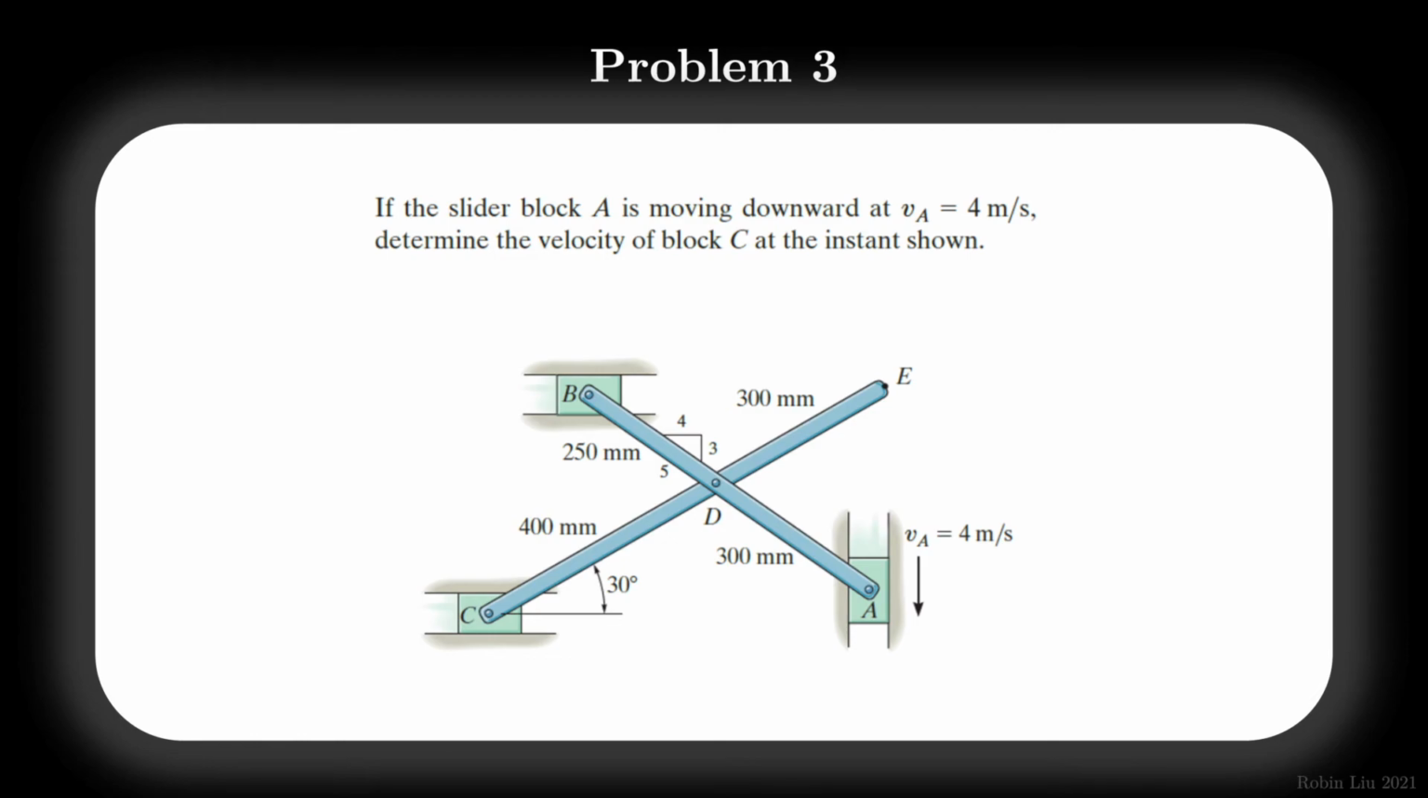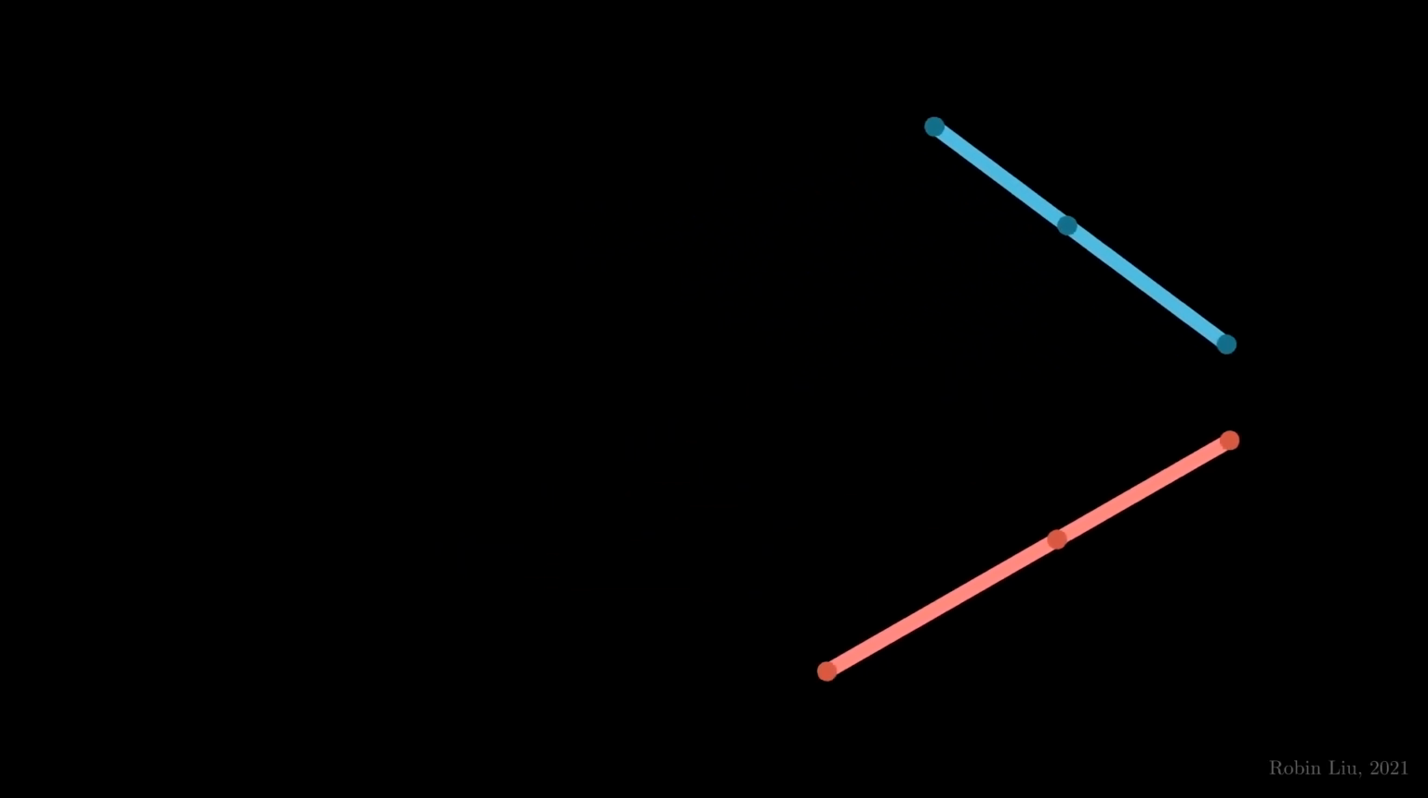Lastly, we have problem 3. It states, if the slider block A is moving downwards at VA equals 4 meters per second, determine the velocity of block C at the instant shown. This problem is pretty similar to problem 2. I actually think it's a little bit easier.